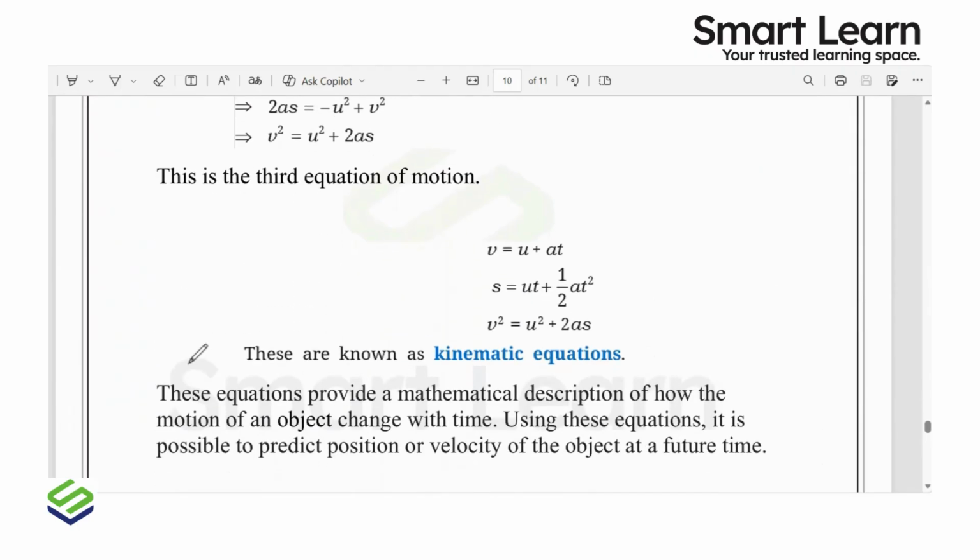So these are the three equations of motion with which we are doing all the numericals. In this, S is missing, in this, velocity is missing, and in this, time is missing. They are called kinematic equations, that means equations which give us the relation connecting all the parameters which are involved in motion.